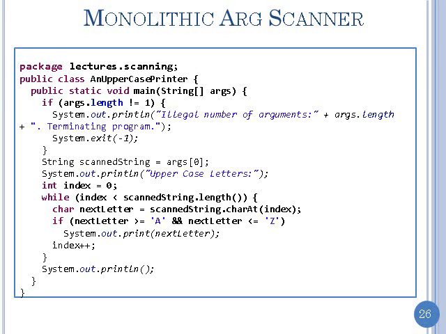Can you tell me? This is the one that reads from console. This is the one that scans the argument entered on the command line. How could I decompose this?